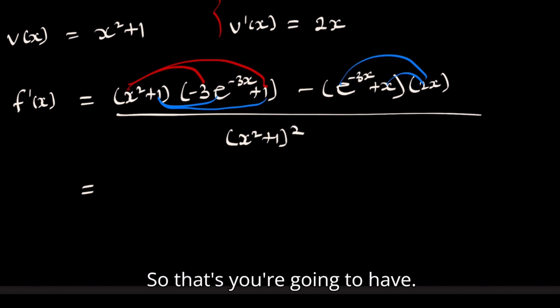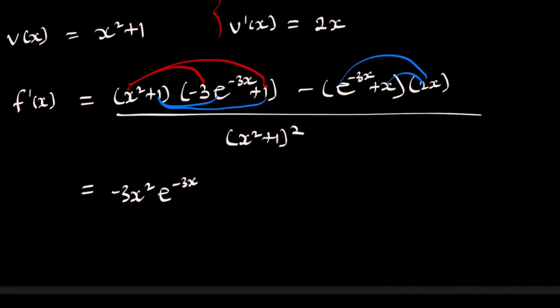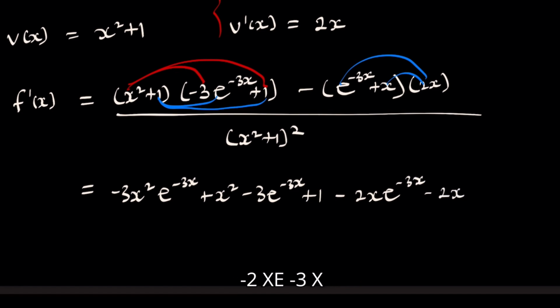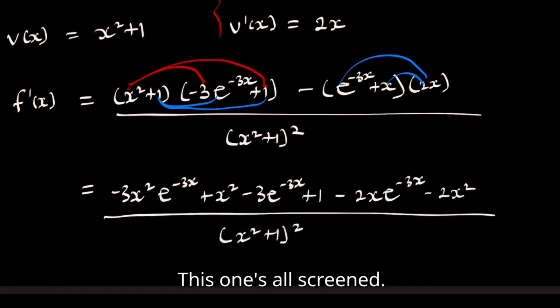So we are going to have minus 3x squared e^(-3x) plus x squared, minus 3e^(-3x) plus 1. Then for the second term also, we are going to have minus 2x e^(-3x) minus 2x squared, all divided by (x squared plus 1) all squared.